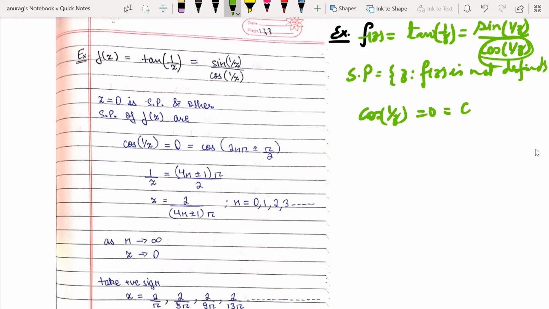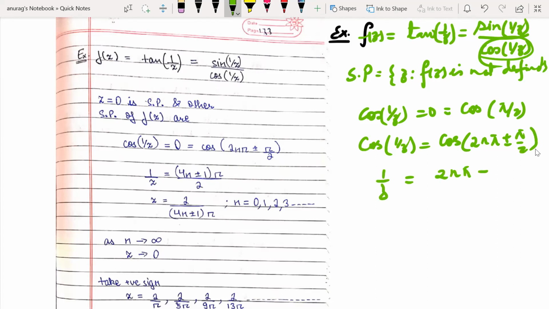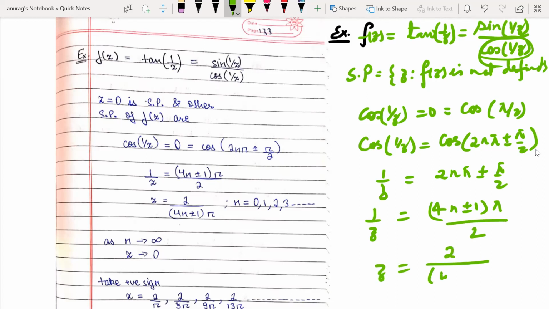Where is cos 0? Cos is 0 at pi by 2. So for the general value, we know that if cos theta equals cos alpha, then theta equals 2n pi plus or minus alpha. Remember class 11 trigonometry. Then 1/z equals 2n pi plus or minus pi by 2. We can simplify it further and find the value of z. If we take pi common and 2 as LCM, it becomes (4n plus or minus 1) pi by 2. So z is 2 over (4n plus or minus 1) pi, and n equals 0, 1, 2, 3 and so on.